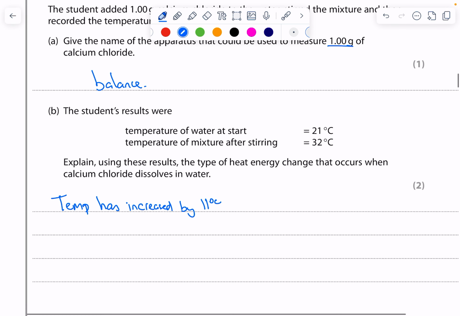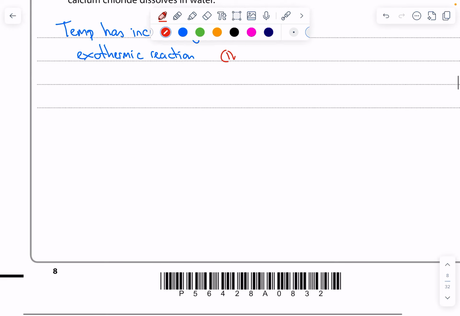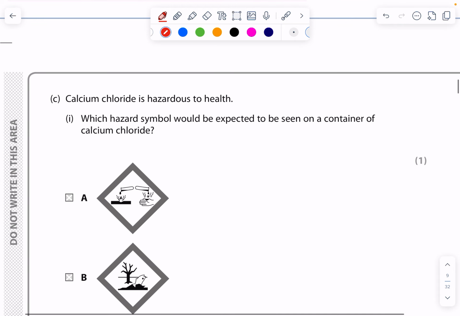And because temperature is increasing, that's the surroundings are increasing, this must be an exothermic reaction. So in terms of marks, I'm going to get 1 mark for describing that the temperature's increased, and I'm going to get a second mark for identifying that as an exothermic reaction.